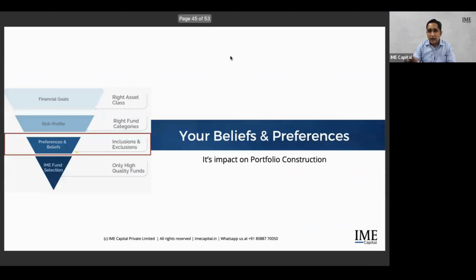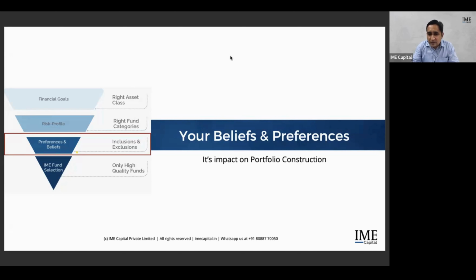Now, coming down to the last couple of points, right? The financial goals and your risk profile help determine the asset class and the category and help reduce this complexity of dealing with too many categories and too many asset classes. Now, there is an important overlay of certain preferences and beliefs that you have. And what we've still not answered is that once we've shortlisted a category, how do we choose between all the different funds in that particular category?